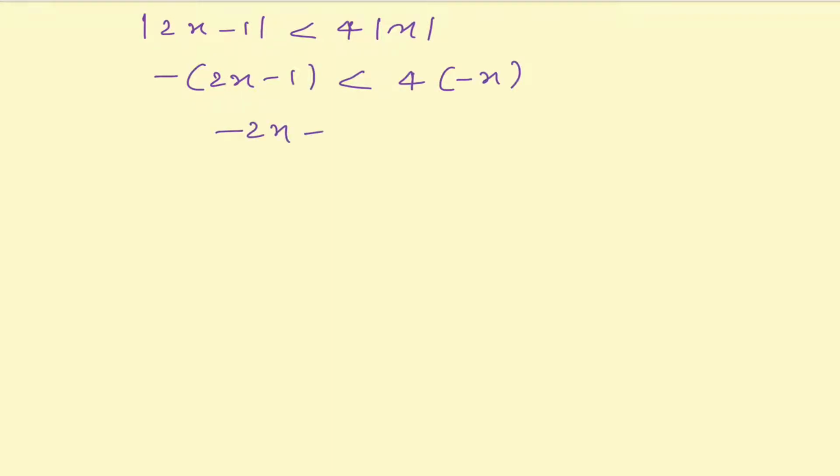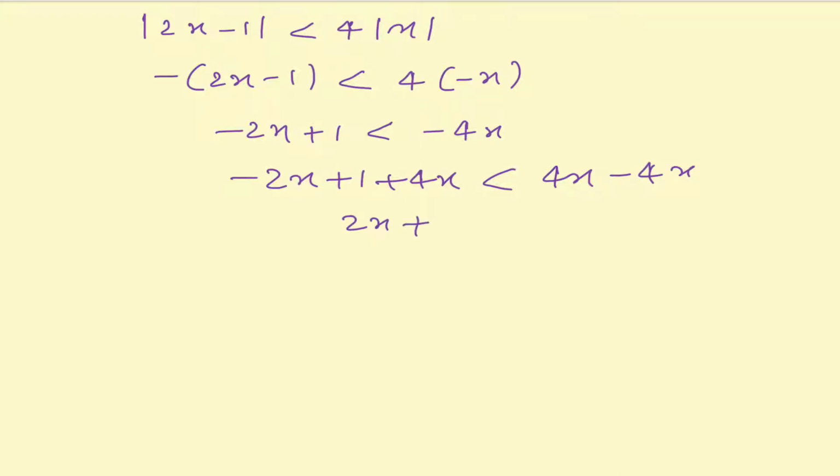So mod of 2x minus 1 less than 4 times mod x. This will open with a negative sign, that is minus of (2x minus 1) less than 4 times minus x, that is minus 2x plus 1 less than minus 4x. So 4x will be added on both sides, that is 4x minus 2x, 2x plus 1 less than 0, 2x less than minus 1, x less than minus 1 by 2.